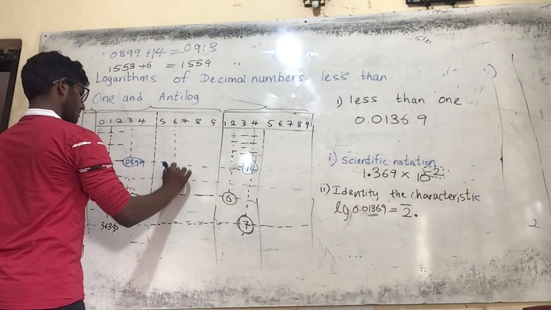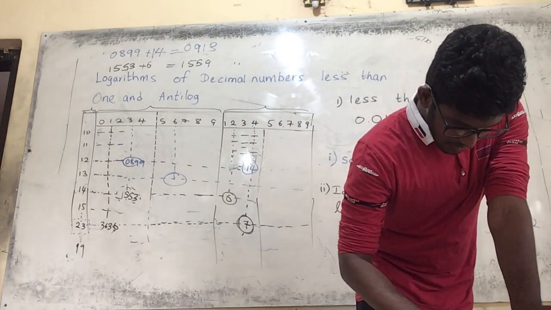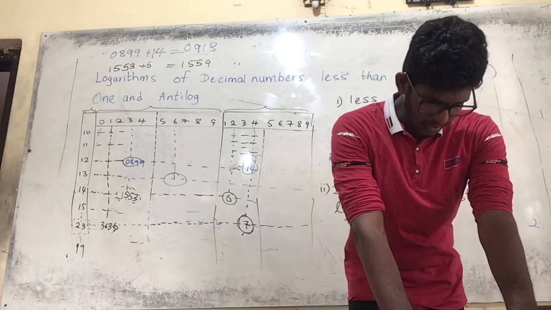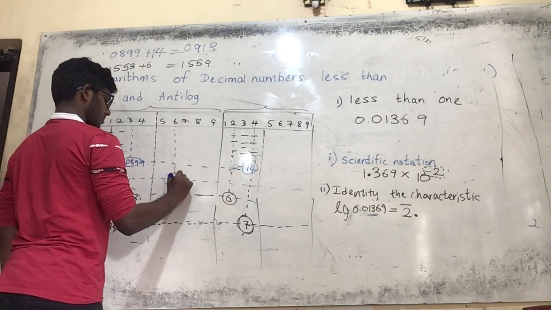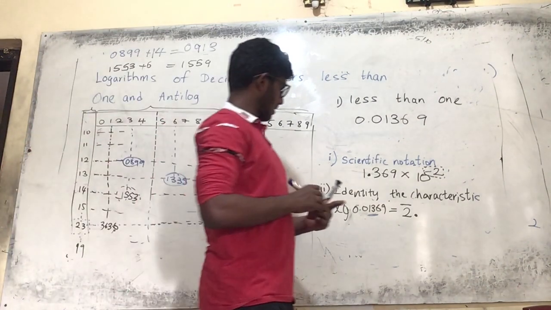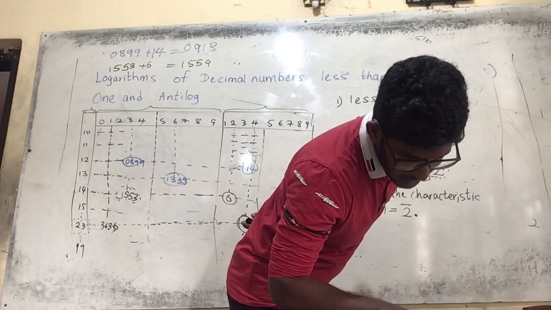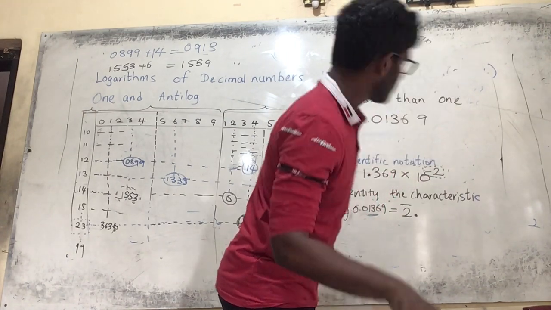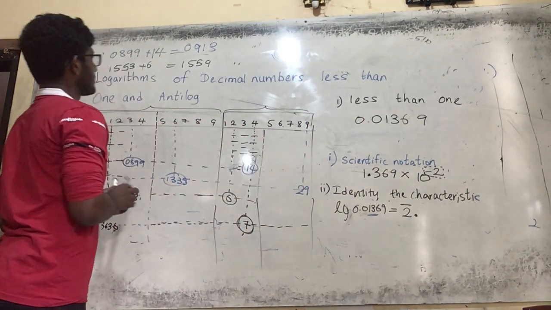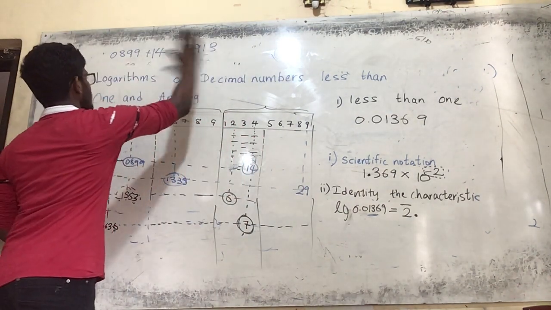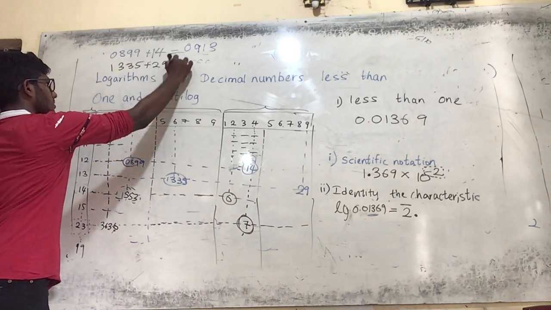Column 6. You have to find the number here. What is 13, 6? 1335. 1335 and 9. 13, 6, 9 is 29. So what do you have to do? Same method, nothing different. 1335, you have to add 29.